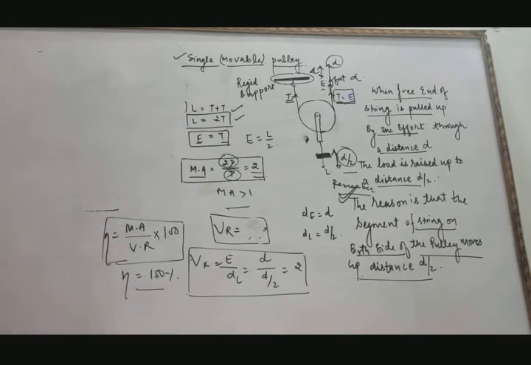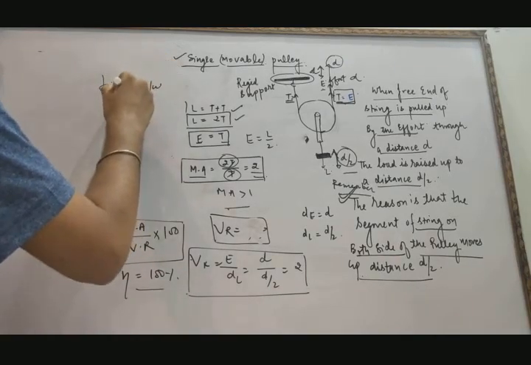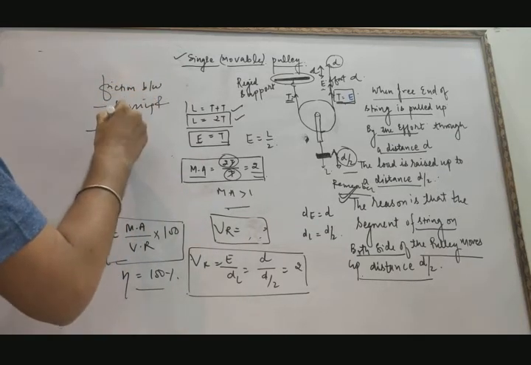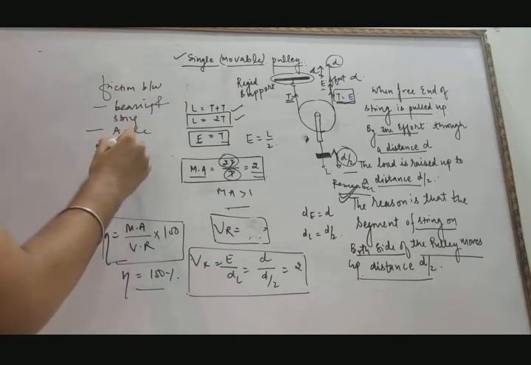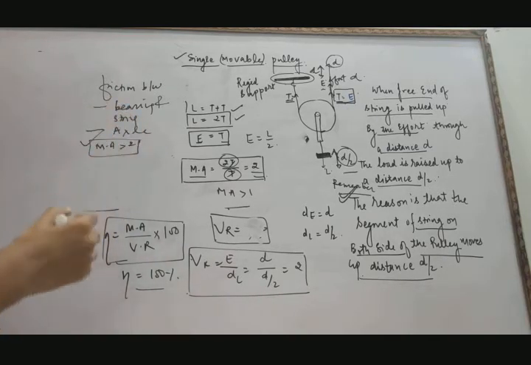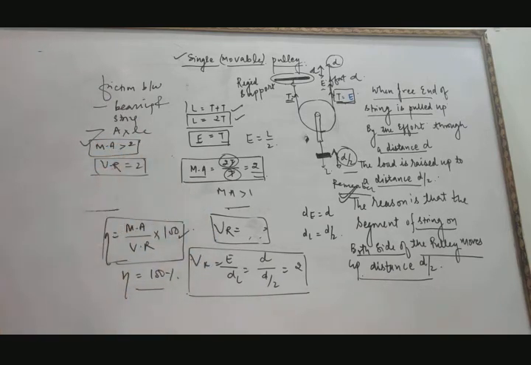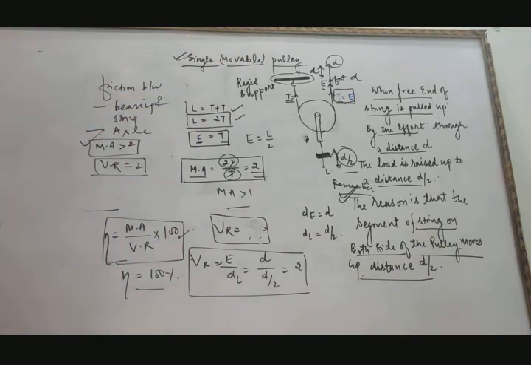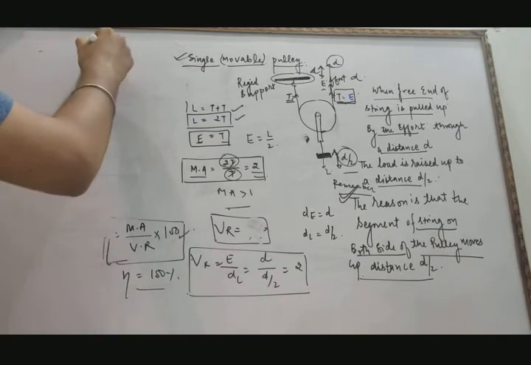The problem is very simple: there is friction between the bearing and string and in the axle, due to which the mechanical advantage will be greater than 2. Practically mechanical advantage is greater than 2 while the velocity ratio equal to 2. That's why the efficiency will not come to 100%. So this is the case of a single movable pulley. We can also compare the single movable pulley and the single fixed pulley.